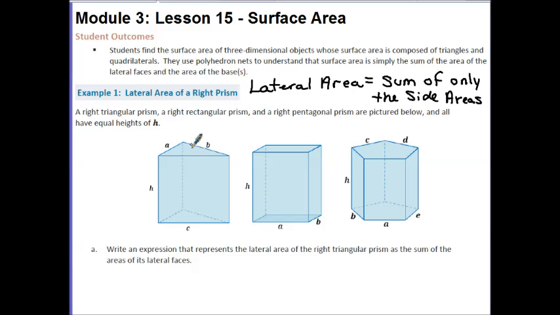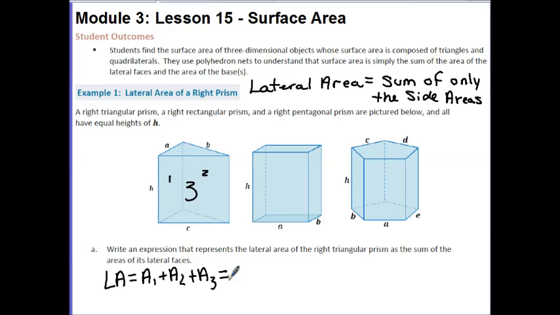So part A, again, said to write an expression that represents the lateral area of the right triangular prism as the sum of the area of its lateral faces. So to find the lateral area, we are going to add up all of the faces. So here we can see we have this face back here. Let's call this 1. We have this face back here. We'll call that 2. And then we have this front face here. We'll call that 3. So my approach here is basically to find the area of 1, add it to the area of 2, and then to the area of 3.